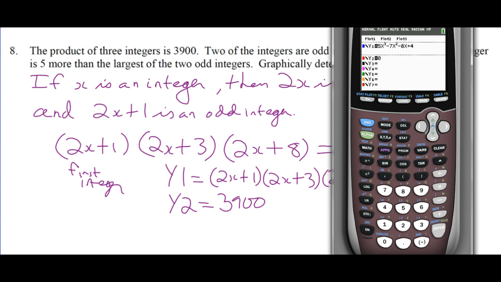Okay. Now, I'm not going to pick a window yet. I'm going to do a little stuff to figure out what my window should be. So I'm going to go 2x plus 1, times 2x plus 3, times 2x plus 8, and I'm going to hit enter, and y2 is going to be 3,900. And I'm going to go second function table. So I'm basically looking for when is y1 3,900, right?